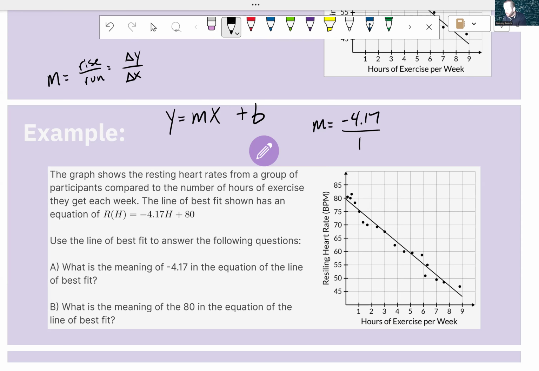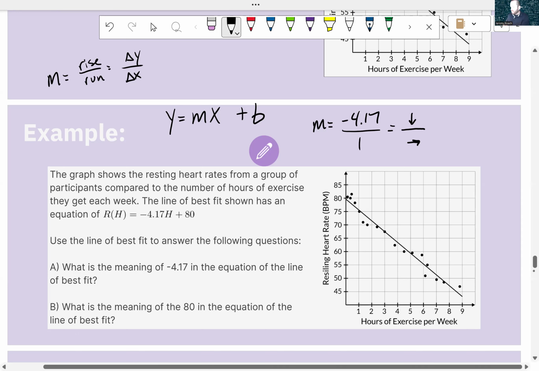So now what this means is it's going down 4.17 spaces, and it's going over to the right 1 space. And this should probably be some review for how to graph the slope. So down 4.17 over 1, down 4.17 over 1, and the pattern is continuing.